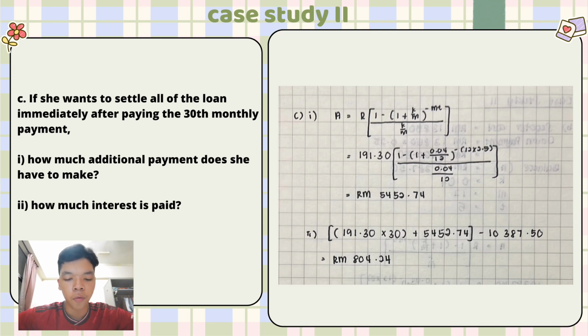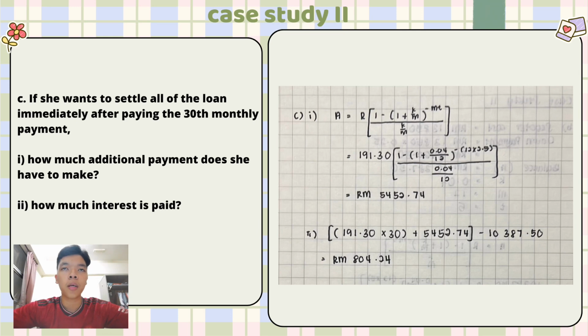5,452 ringgit 74 cents. C2. How much interest is paid? So interest equals 191 ringgit and 30 cents multiplied by 30 plus 5,452 ringgit and 74 cents minus 10,387 and 50 cents. So the answer will be interest equals 804 ringgit and 24 cents.